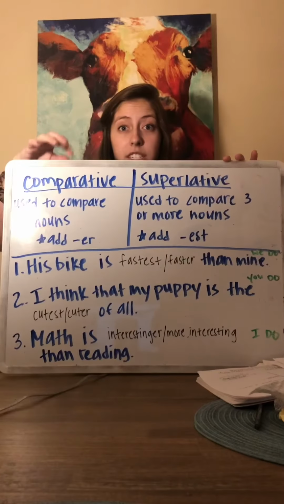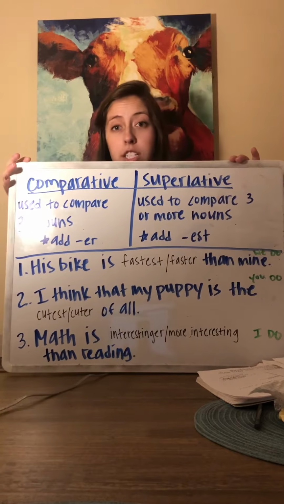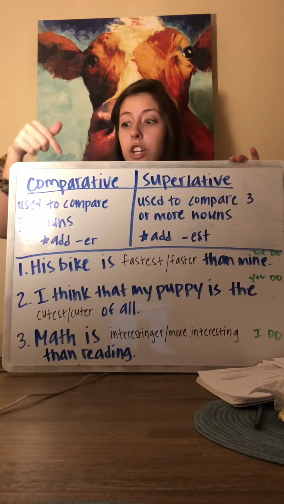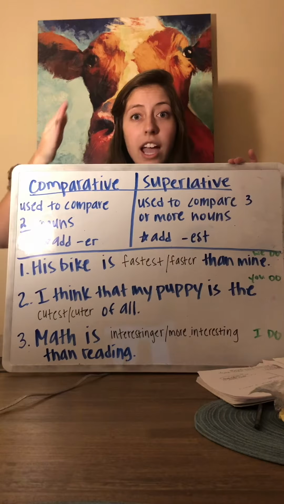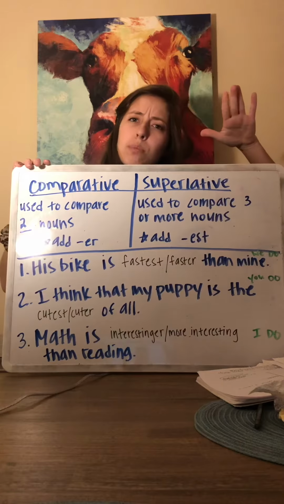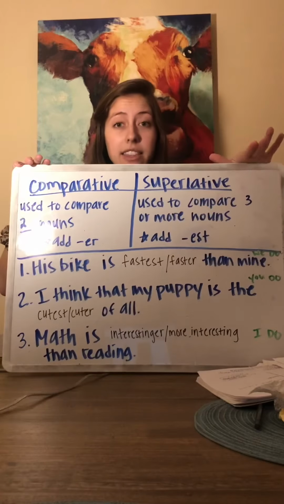Now there are two different types of adjectives. There's something called a comparative adjective and superlative. With comparative, all you need to know is that when you're comparing two nouns, you're going to use ER at the end of your word. It's just what you're going to add to the end of the word, like a suffix. If you're comparing three or more nouns, you're going to be using the suffix EST at the end.